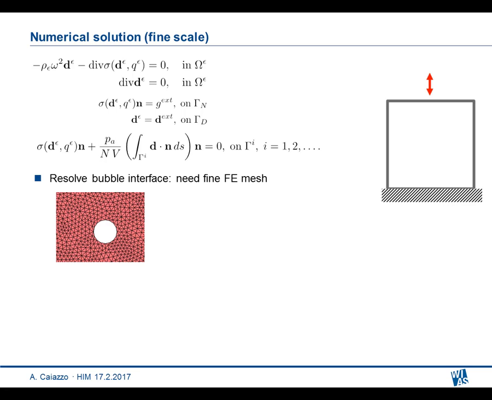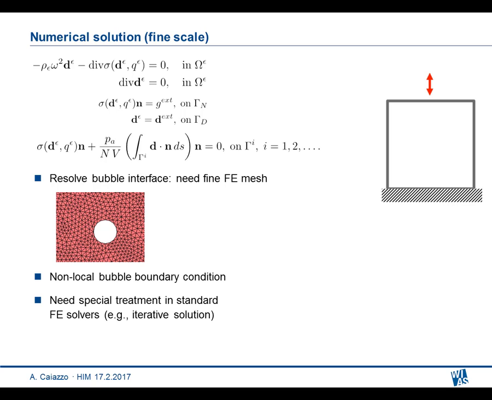If you want to do this in a fine scale approach, you have to resolve the interface of each of these bubbles. This is complicated not only because it needs a very fine mesh, but also because this boundary condition is not standard. If you define an element, you have to couple all the degrees of freedom around the bubble together. I don't know if you're familiar with it, but it's not a nice thing to do because you have to use some trick to solve this, for example iterating the solution. So it's not nice from the finite element point of view.